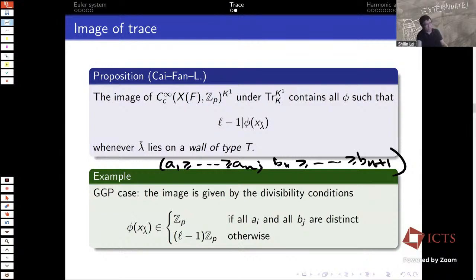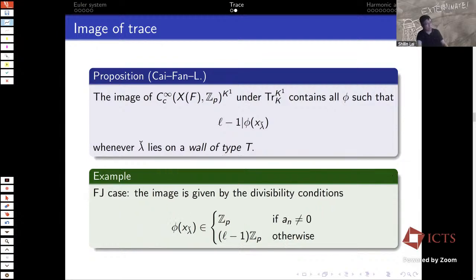Okay, so that's the GGP case. But you do not see what I mean by wall of type T because, as it turns out, all walls are of type T. The Friedberg K case is more interesting.